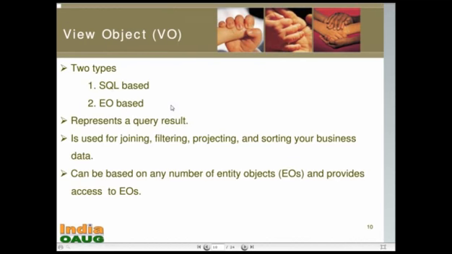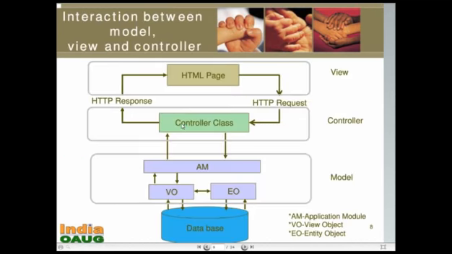If we look at the previous diagram, your controller class is here. From here you can access only AM. From the AM you can access the view object. From the view object you can access the entity object. So from the controller you cannot access the view object or entity object directly. First what you have to access? AM. Then what? View object. In case there is an entity object, from VO you can access the entity object.